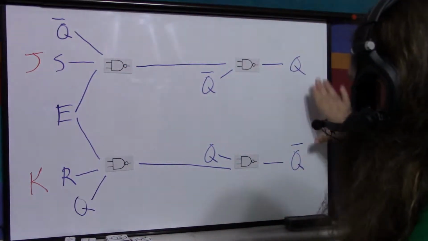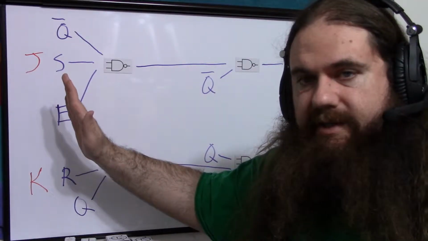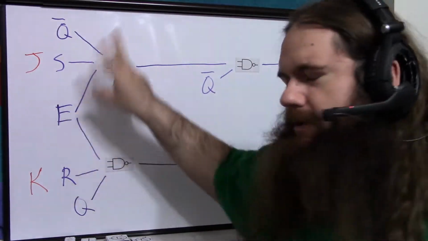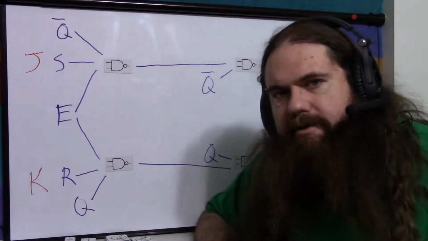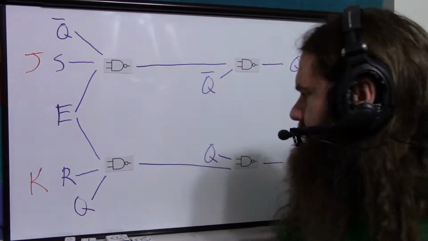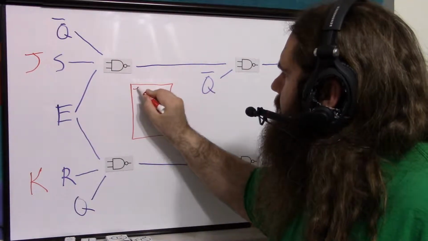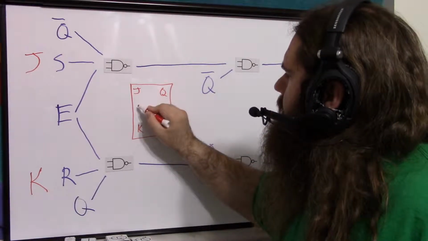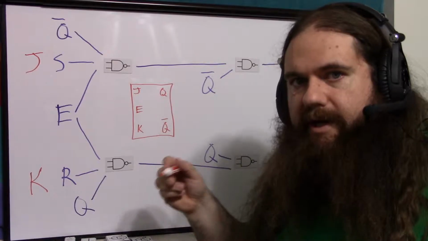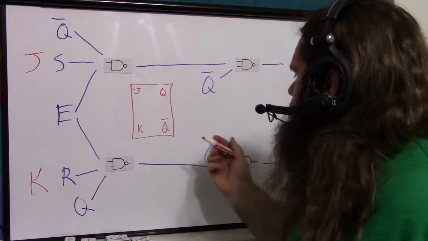And by the time Q and not Q have actually changed, enable is off. It's been sitting there off for a while. So yeah, Q and not Q will be goofy, but the problem is solved. So you can use edge triggering to do this. And the symbol for this with edge triggering would be, you'd have your J and your K, your Q and your not Q, and then you might have E, or you might have clock or something, whatever symbol. But if you add edge triggering, you get a little triangle, like that.